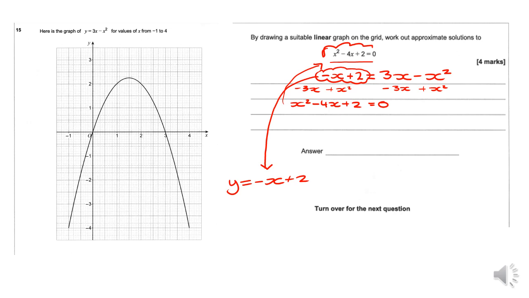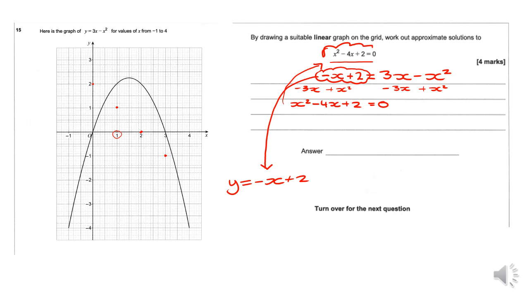So it's got a -1 gradient. So it goes along 1, and you need to read the scale here, look. It goes along 1 and down 1. So that would be a point as well. Along 1 and down 1. Along 1 and down 1. And then you draw a nice straight line.